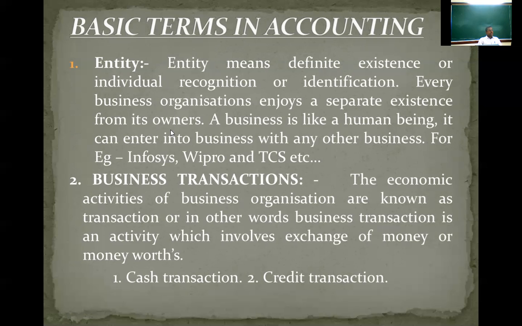Here are some examples of entity, like Infosys Limited. Who is the founder of Infosys? Narayan Murthy. As far as accounting is concerned, we are not supposed to treat Narayan Murthy and Infosys as one and the same. Both are two separate entities. We need to maintain two separate accounts in the name of each entity: one is Narayan Murthy's account and another is Infosys Limited's account. Every business organization is treated as an artificial person. They have their own recognition in society. That is called an entity.